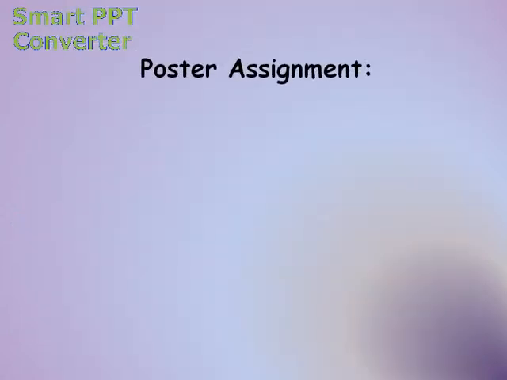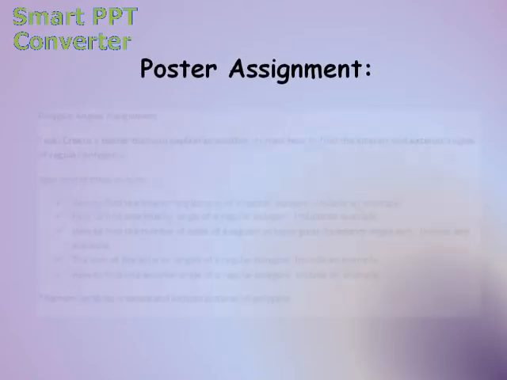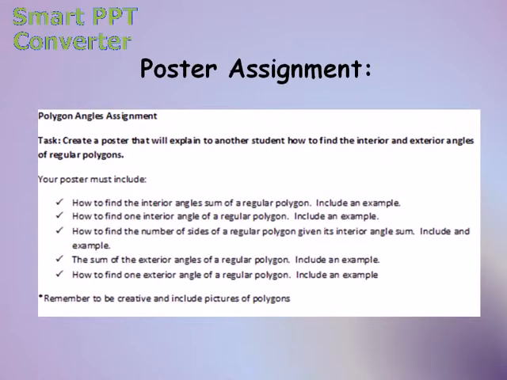Group B, the non-technology group, was given a poster assignment. Students had to create a poster that would explain to another student how to find interior and exterior angles of regular polygons. Below is their checkoff sheet of things they had to include in their poster. Students were reminded to be creative and include pictures of polygons. They were also allowed to use their notes and textbooks as references when creating their posters.